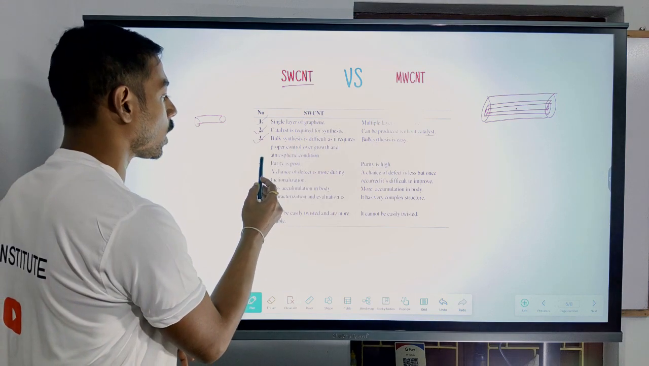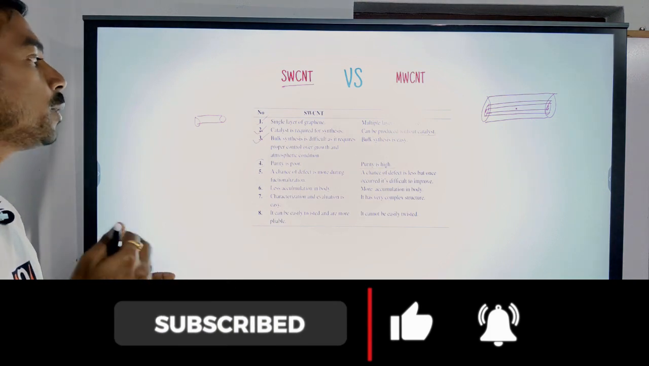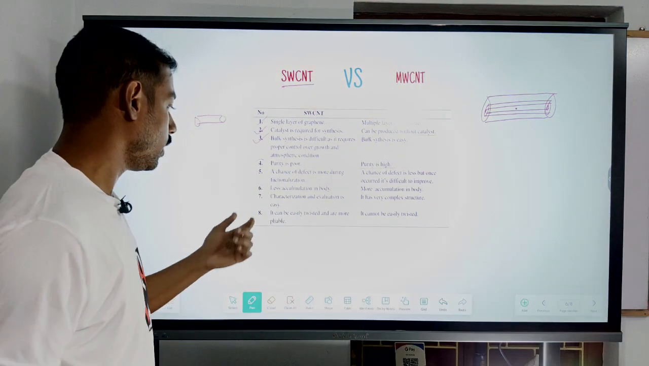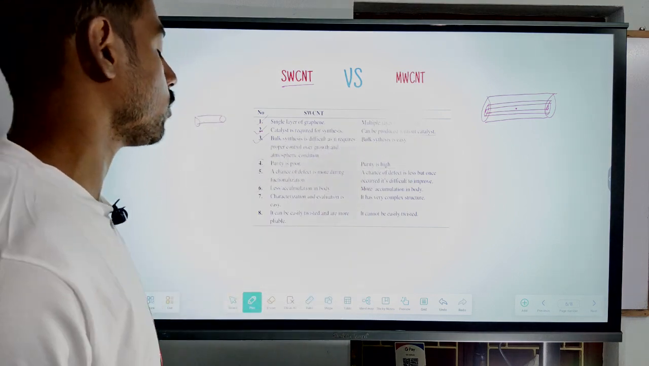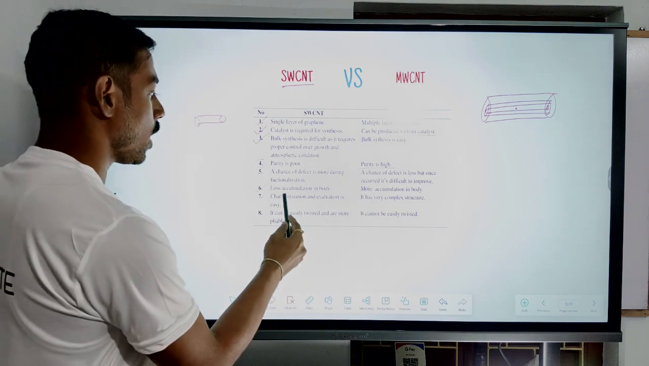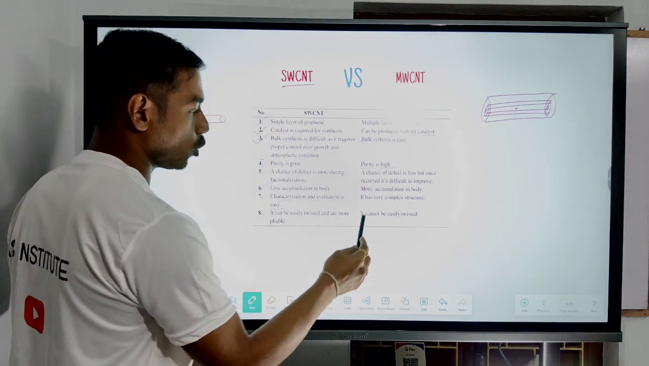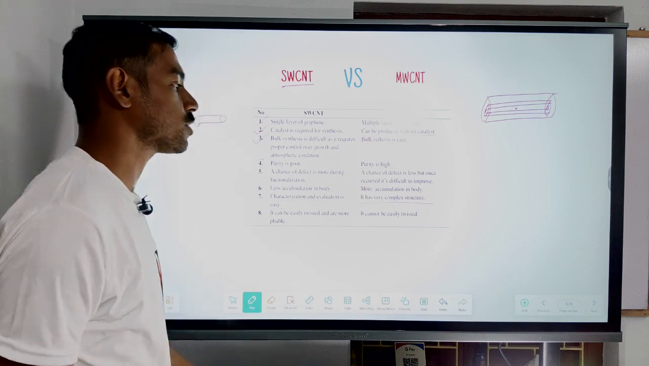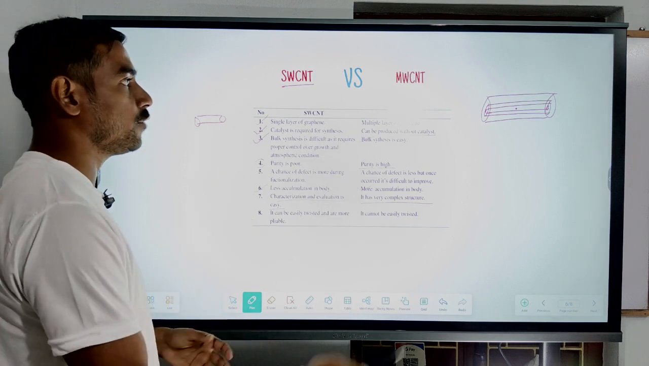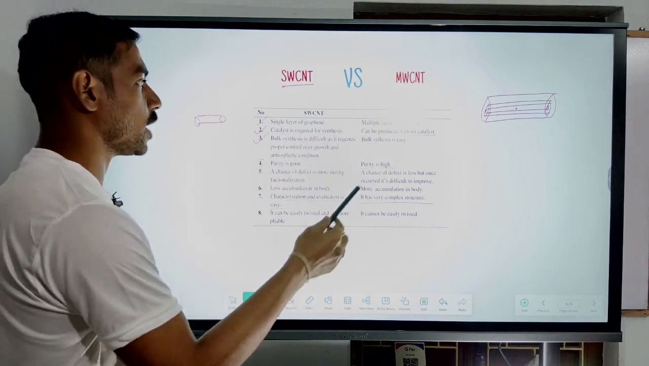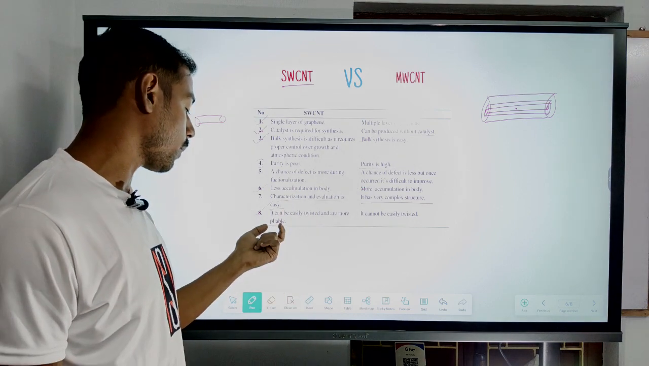Now, in case of single-wall carbon nanotube, purity is poor, whereas in multi-wall carbon nanotube, purity is pretty high. Single wall has less accumulation in the body, whereas multi-wall can be more accumulated in the body. And characterization and evaluation is very easy in case of single wall carbon nanotube, but multi-wall carbon nanotube, that is MWCNT, has a very complex structure, so characterization and evaluation is comparatively difficult. And single wall can be easily twisted and is more pliable.